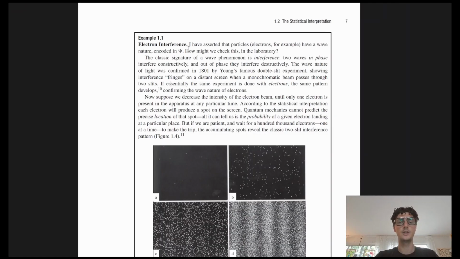Example 1.1, electron interference. I have asserted that particles, electrons for example, have a wave nature encoded in psi. How might we check this in the laboratory? The classical nature of a wave phenomenon is interference. Two waves in phase interfere constructively, and out of phase they interfere destructively. The wave nature of light was confirmed in 1801 by Young's famous double-slit experiment, showing interference fringes on a distant screen when a monochromatic beam passes through two slits. If essentially the same experiment is done with electrons, the same pattern develops, confirming the wave nature of electrons.